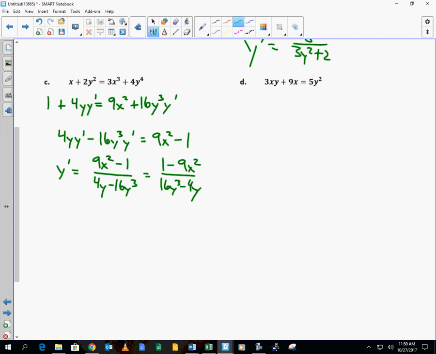So if I have x times y, what do you think I need to do? That requires use of the product rule. So let's start back here. What's the derivative of 5y squared? y prime. What's the derivative of 9x? Okay, now let's use the product rule here. It's really not that bad once you do it. What's the derivative of 3xy? 3 times y plus 3x times what's the derivative of y? y prime. No big deal.